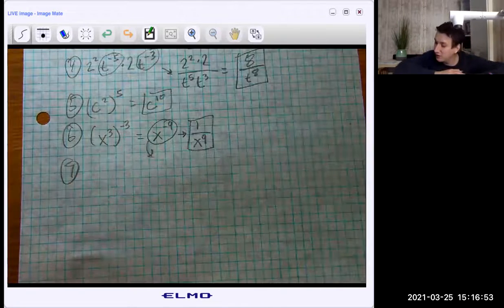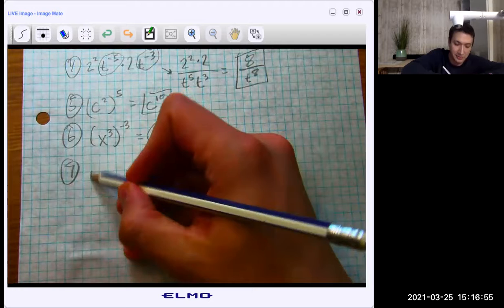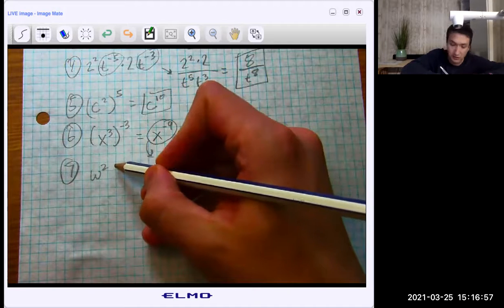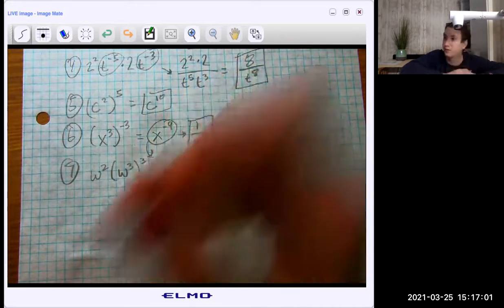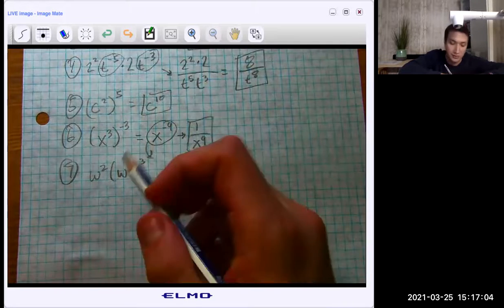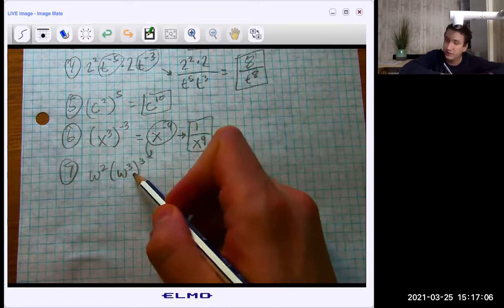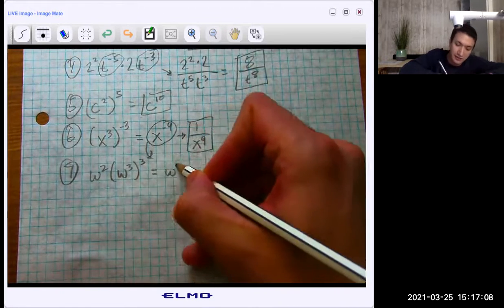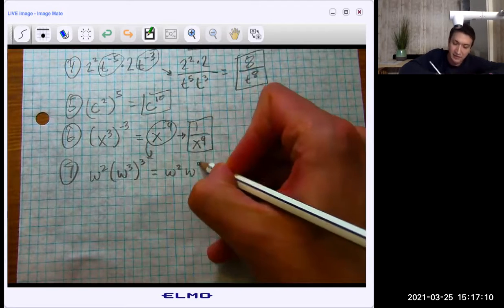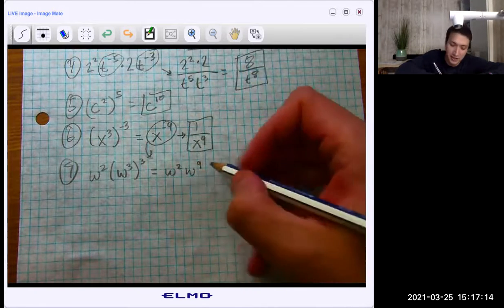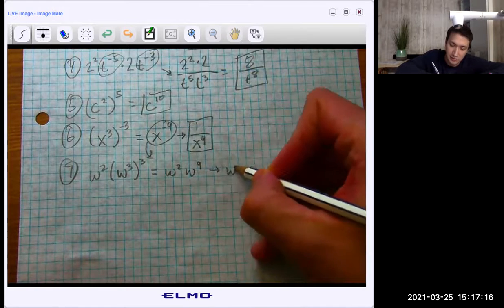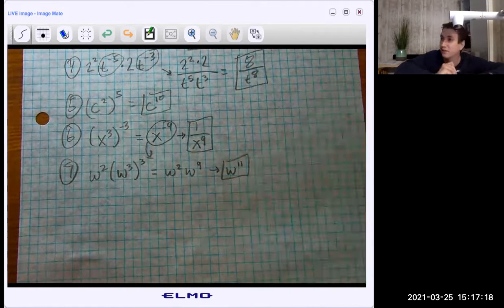All right, for this one, we're going to start to combine some things here. Let's say we had w to the power of 2, w to the power of 3, and all of that was to the power of 3. Well, I want to resolve this part first. So I'm going to have w to the power of 9, so I multiplied the 3's. And then if I wrote this out, I'd have 11 w's multiplying. So this is really just 9 plus 2, w to the 11th.